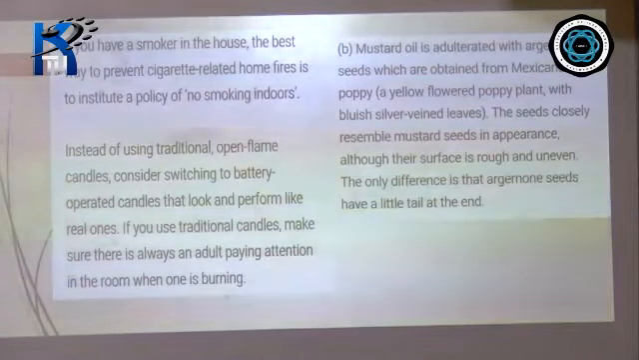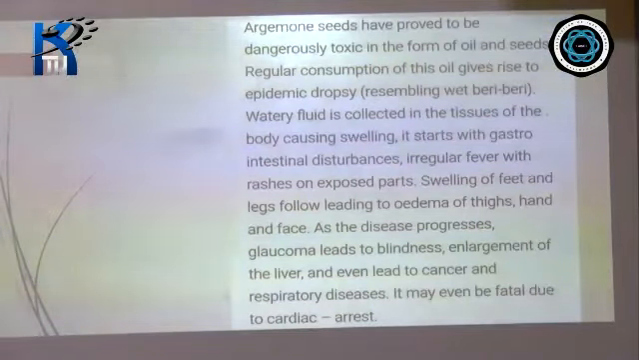Now we move on to the second part, that is adulteration of mustard oil due to argemone seeds, which is actually got from the Mexican poppy plant, and the seeds look very similar to the mustard seeds, but have a rough and uneven surface and are very harmful to the human body as they are toxic in nature. Regular consumption of argemone seeds slowly gives rise to epidemic dropsy, which means a type of wet beriberi. Then watery fluid gets accumulated in the tissues, causing swelling in different parts of the body.